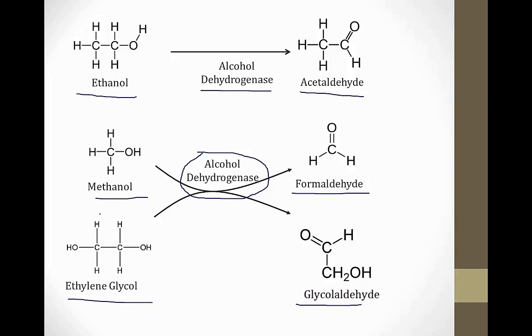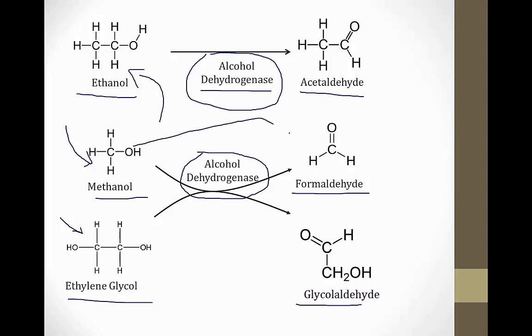So if someone has taken a toxic overdose of either methanol or ethylene glycol, you can treat that by administering ethanol. Ethanol will compete with methanol and ethylene glycol for alcohol dehydrogenase, and when ethanol binds to the enzyme, that will prevent the binding of methanol and ethylene glycol, and it will decrease their conversion into the toxic products.